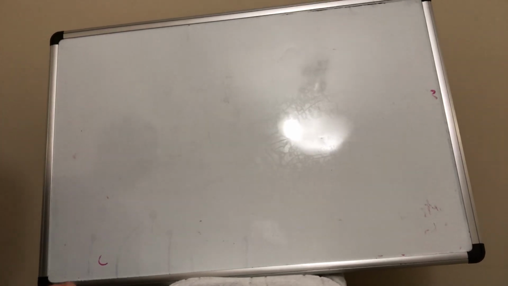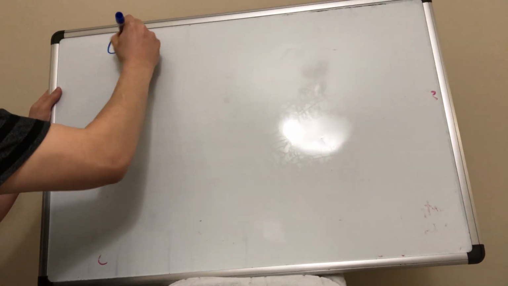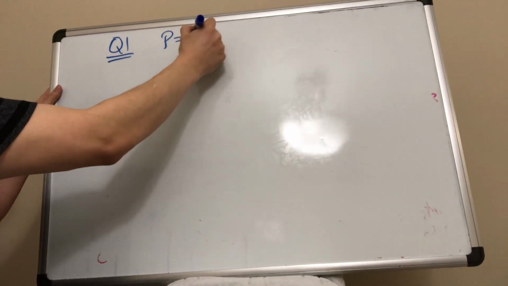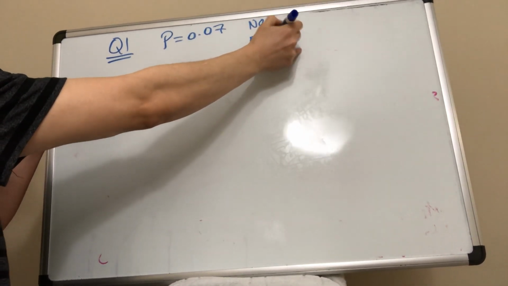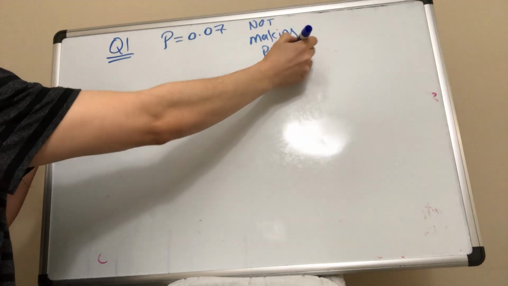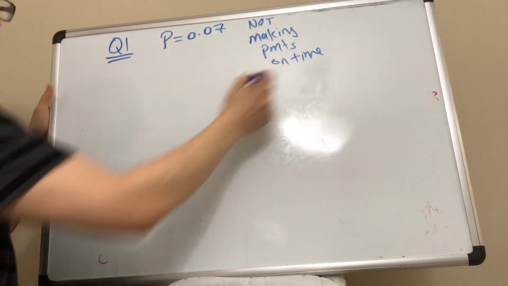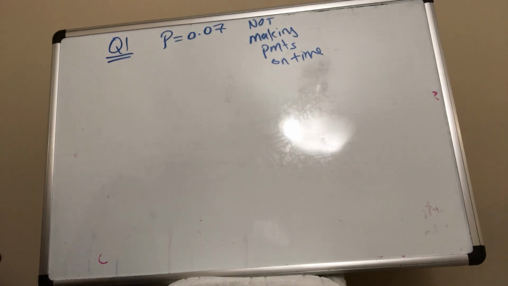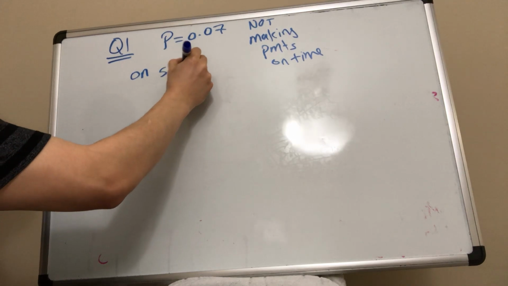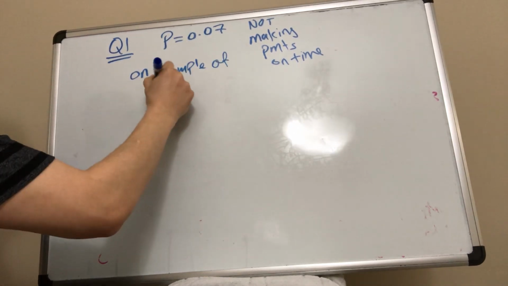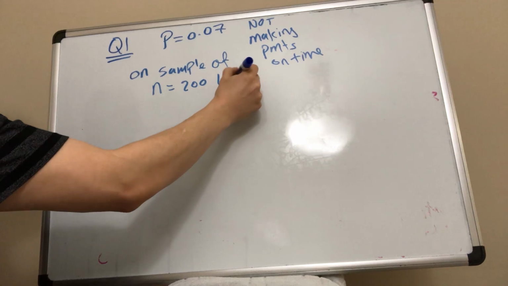Here they tell you that the bank believes 7% of people will not make the payments on time. So you're given a certain percentage. P is 7%, and that's not making payments on time. And they tell you they're going to test this on a sample of 200 loans. So the sample is 200.